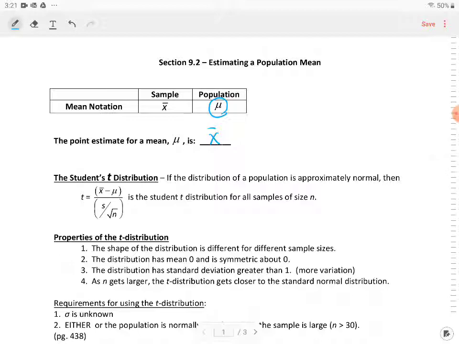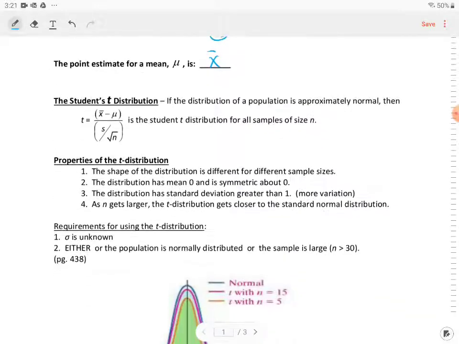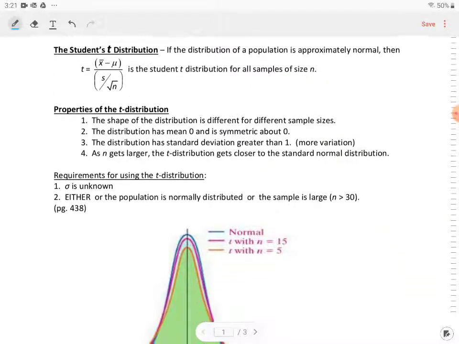So we have what's called the student's t-distribution, and this deals with samples. If the distribution of the population is approximately normal, then we can use a formula for the t-distribution for all sample sizes of n. Notice we're talking about sample sizes. So the t-distribution applies to your sample sizes.